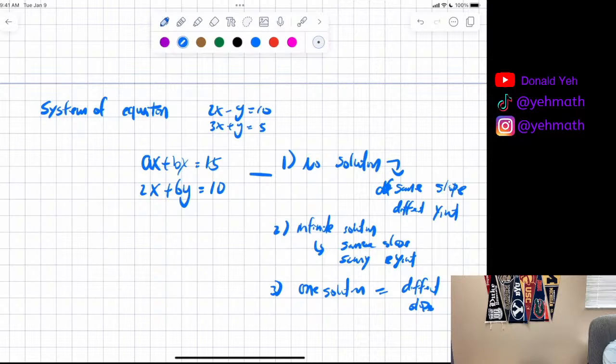So for one solution, it's a different slope, but the same y-intercept? No, it doesn't have to be. They can have different y-intercepts. If you have a different slope, they more likely have different y-intercepts. I don't have time to show you, but there were a lot of questions like this on SAT prep. You just solve for y and compare the slopes.